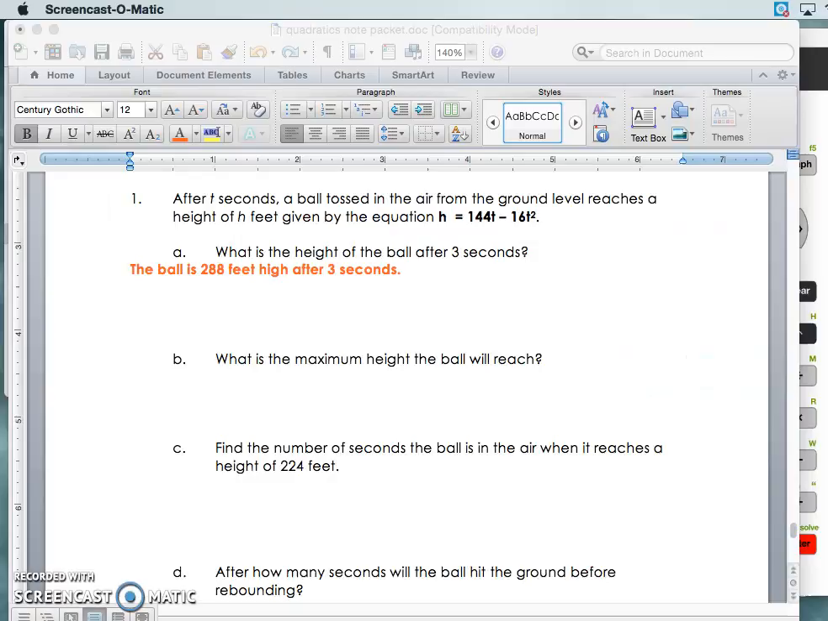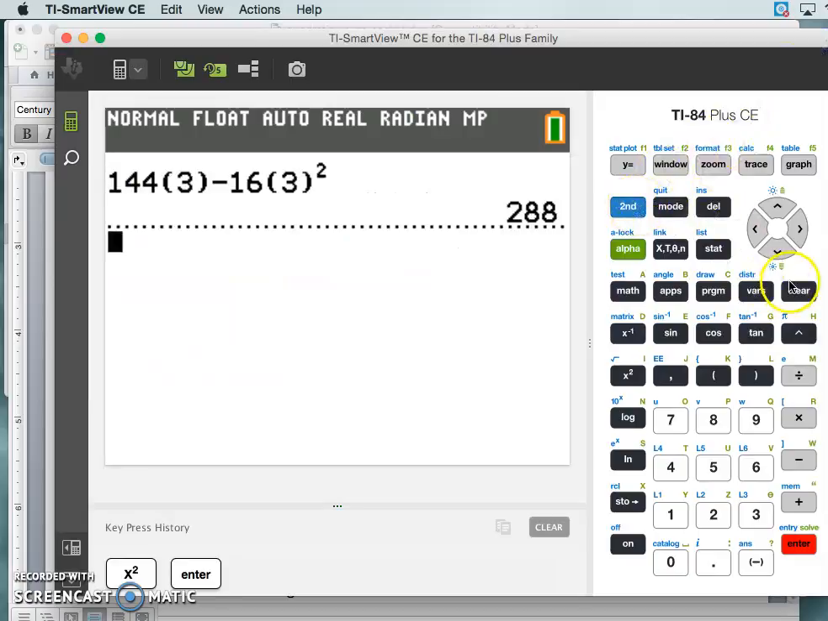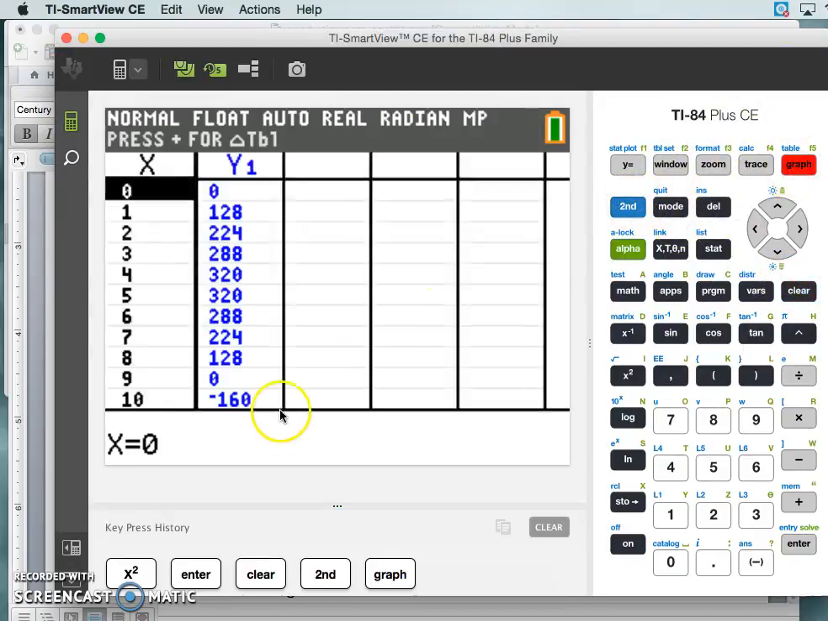The next question is, what is the maximum height that the ball will reach? So we're going to use the table in the calculator and try and see if the numbers mirror each other. So right here at 0 seconds, the ball is 0 feet off the ground, and then at 9 seconds it's 0 feet off the ground. And then for 8 and 1, they are the same. For 7 and 2, they are the same. So since the numbers mirror each other, we should be able to nicely use the table to find the maximum. It should be somewhere in between 4 and 5, because 4 and 5 are both 320.